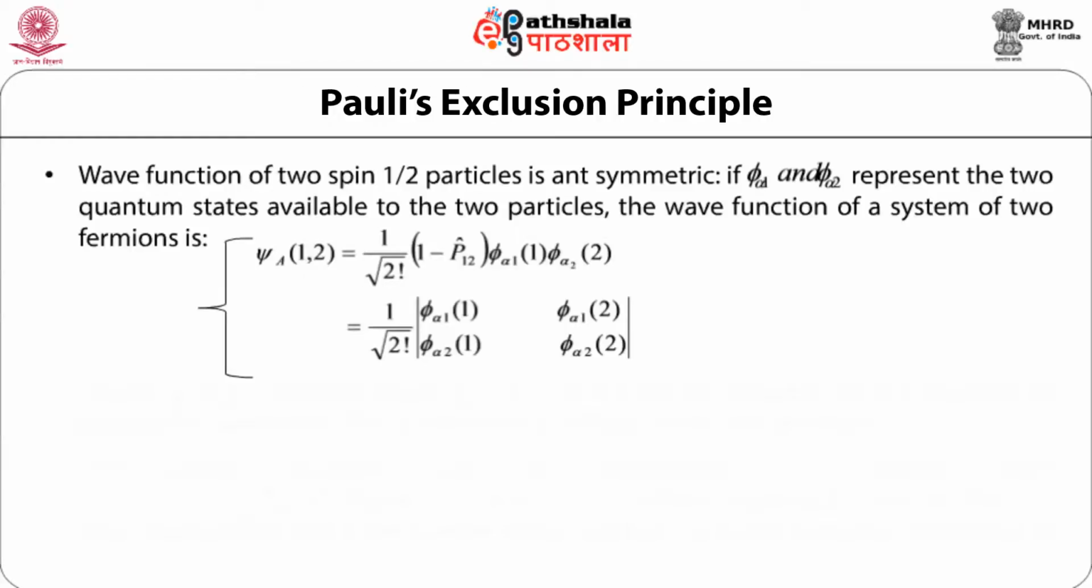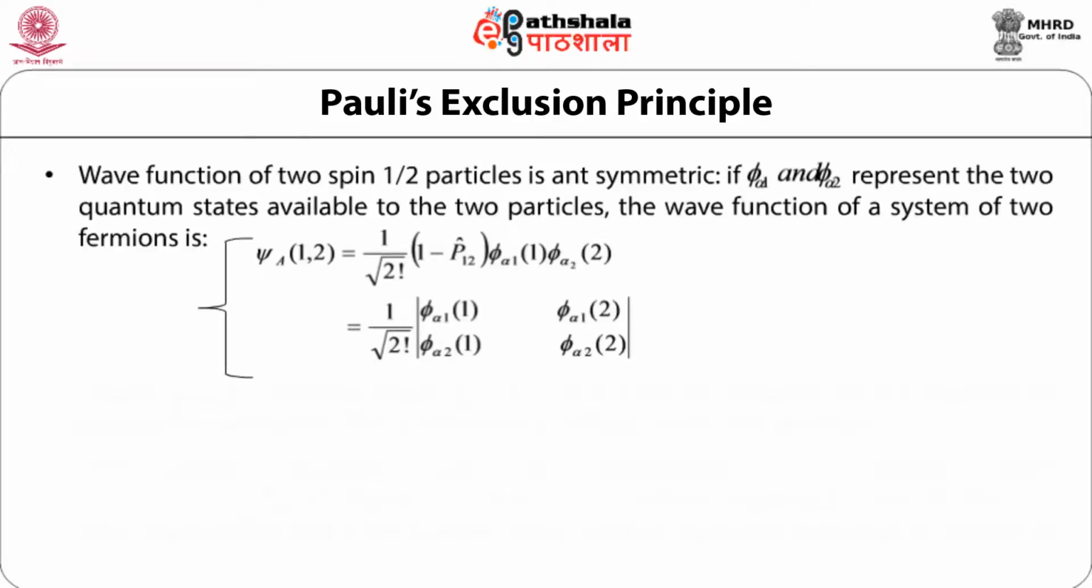Here one can see that this antisymmetric wave function denotes the complete state of the two particle system that we are considering, that is the two fermions with spin half, whose individual quantum states are represented by the wave function phi_alpha1 and the wave function phi_alpha2. This antisymmetric wave function vanishes. That means psi_A(1,2) vanishes when phi_alpha1 is equal to phi_alpha2, or when the two quantum states are equivalent.